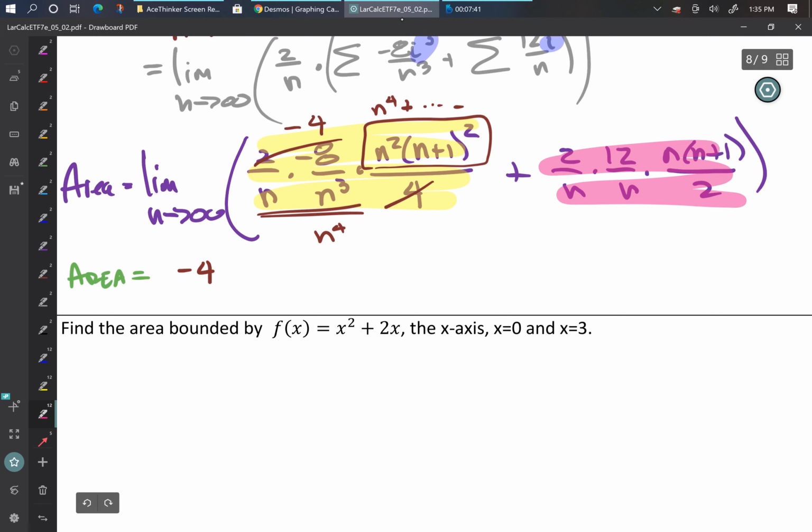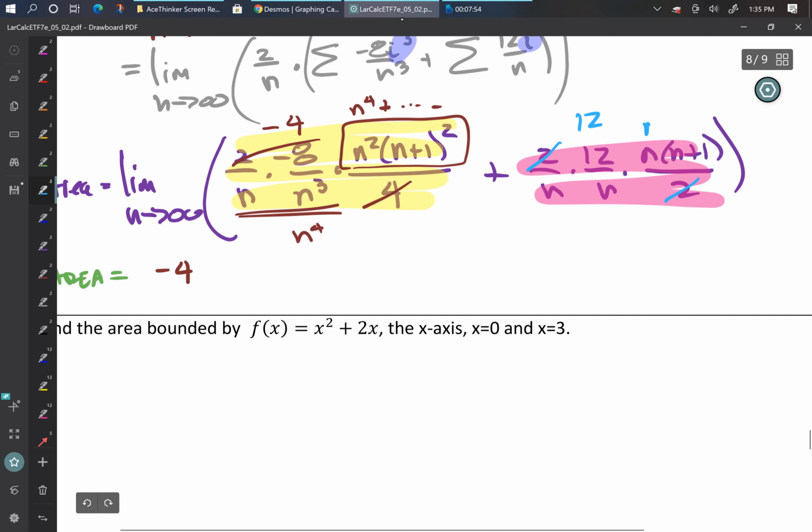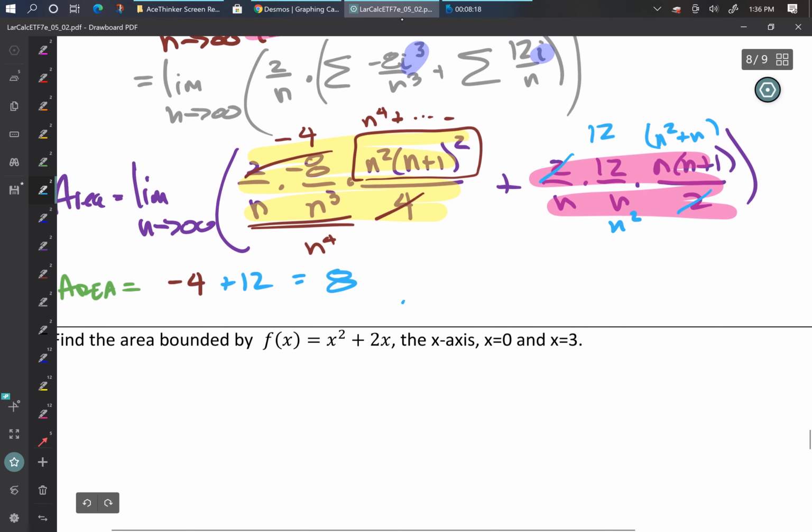I've got to do this one now. I'm going to use the exact same logic. Again, I don't want to multiply everything out, but you see how this 2 will cancel this 2, and I'm going to get a 12 upstairs as my coefficient. I can multiply this one out because it's so easy: n squared plus n. Downstairs, I just have n squared. Polynomial over polynomial, horizontal asymptote is the limit at infinity. So I've got 12n squared over n squared, so the ratio of the coefficients is 12, and 12 plus negative 4 is 8.